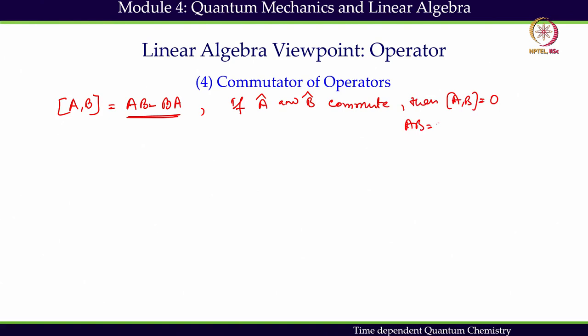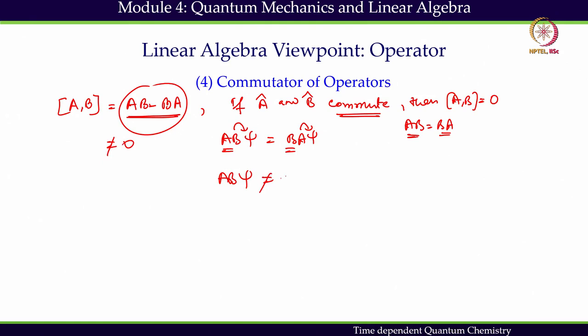Doesn't matter which way it is acting. So, I can have AB acting on psi equals BA acting on psi. Whether B acts first or A acts first, that order doesn't matter if they commute. But if they are not commuting, if this is not 0, then order will matter. So, AB psi will not be equal to BA psi. Who will act on psi first will matter if they are not commuting.